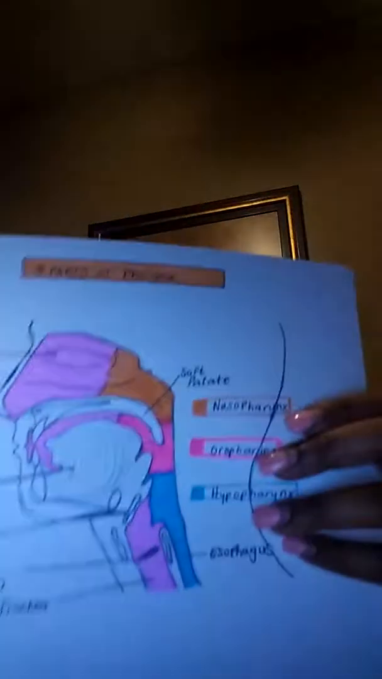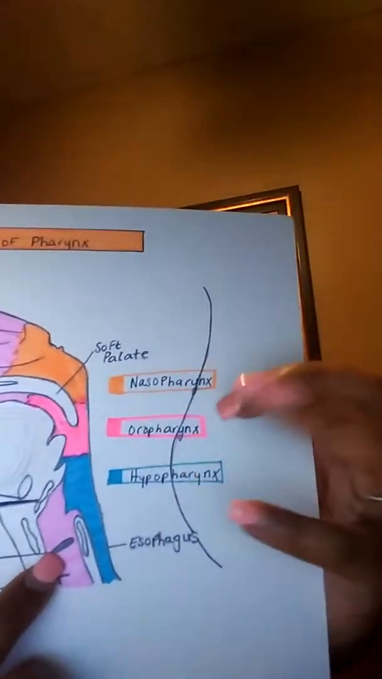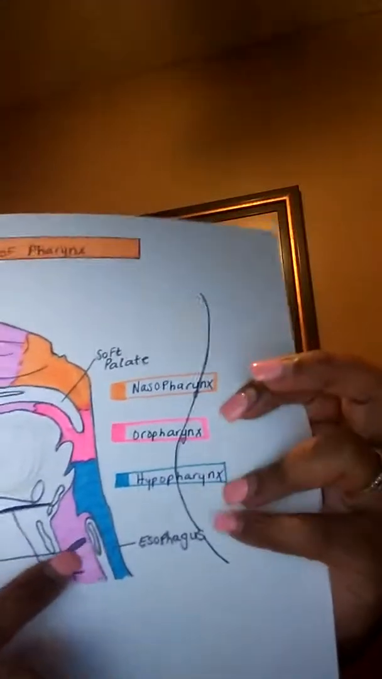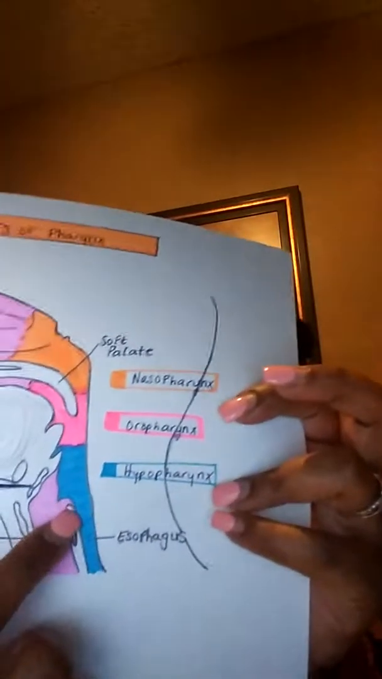And then lastly, the hypopharynx is an entryway to the esophagus. So the food goes from the mouth and through the hypopharynx to the esophagus, which is then passed to the stomach. And this is the part of the pharynx that lies beside and behind the larynx. So the larynx is right here, and this is the hypopharynx. So larynx, hypopharynx.